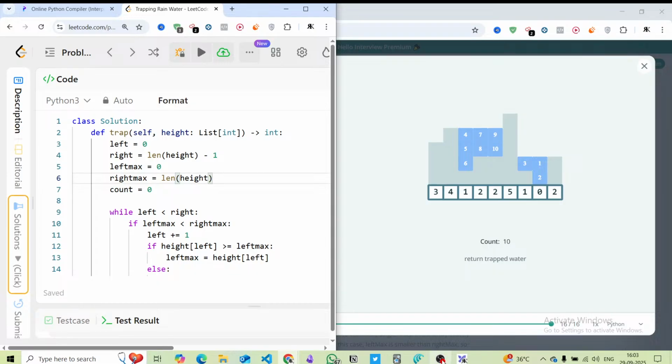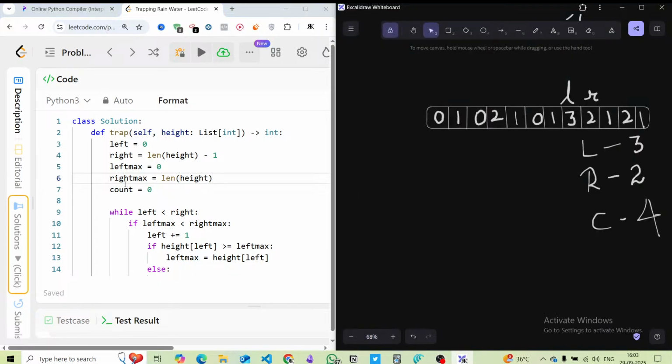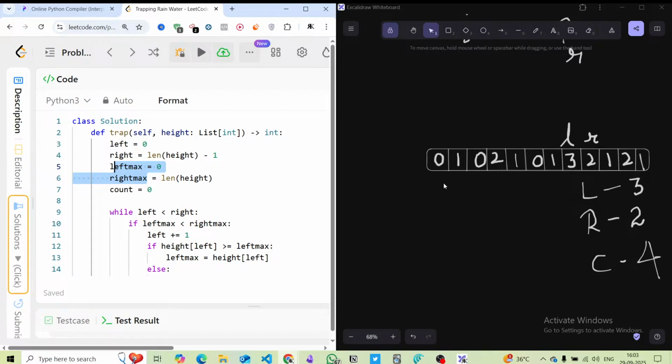So here, I think what the problem is. We dealt with this as a pointer, the left max and right max. Since it's not a pointer, it's a variable, we just need to store the value. So the length of height, the last value should be stored in the right max, and then the first value should be stored in here. So how to store the first and last value? Just height of 0 will be the first value, right?